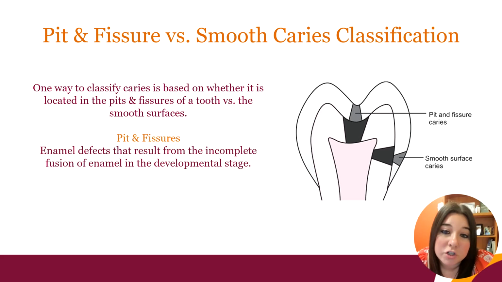Pit and fissure caries include enamel defects that result from the incomplete fusion of enamel in the developmental stage. So when you're looking at the occlusal surface of a posterior molar, and all of those grooves are in there, similar to where we'd place sealants, that is a really prime area for people to get cavities because that enamel is not fully fused together. It almost creates a little crater there and bacteria gets stuck in and it's very hard to brush it out. So a very common place for caries to develop is in those pits and fissures.